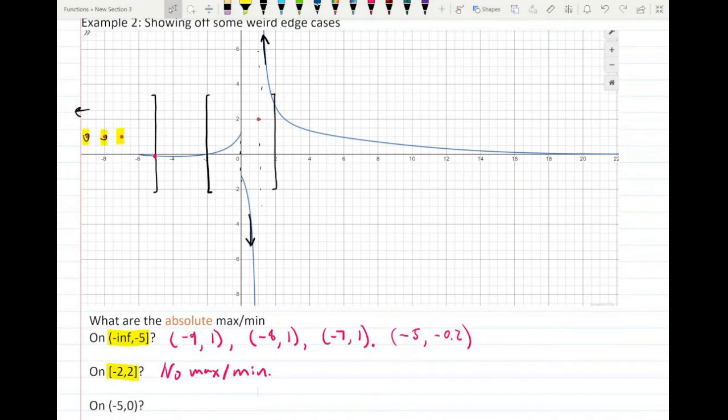Finally, we're going to look at the open interval, -5 to 0, represented by this little area here. And at a first glance, we might be tempted to say that the maximum point is at the very edge of the interval, right? Just at x equals 0, right there. But we have to remember that that point isn't actually contained in our open interval, right? The open interval has all the points less than that, but not that endpoint specifically.